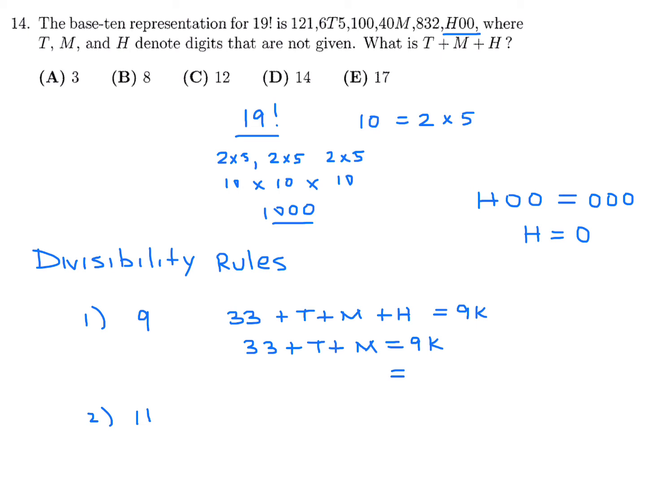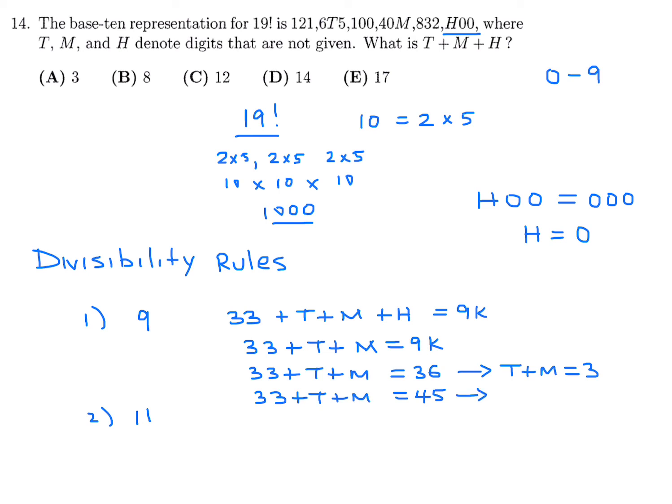It's got to be obviously greater than 33, so a 36 would make sense, and then 45. Anything greater than that is not going to work for t and m, because t and m will no longer be digits. They have to be single digits between 0 and 9. Okay, if it's 36, that means that 33 plus t plus m is 36, so t plus m is equal to 3. If it's 45, then 33 plus t plus m would be 45, so t plus m would be 12. Well, both of those are answer choices, so they're not making it that easy for us.